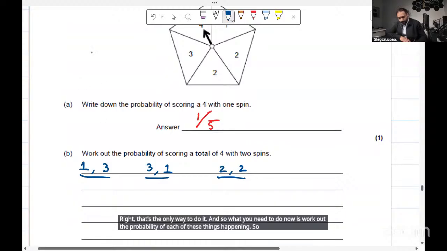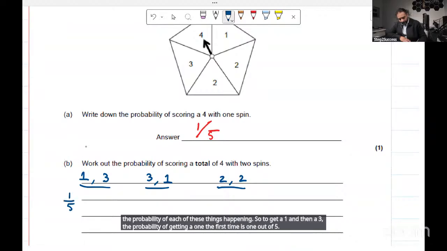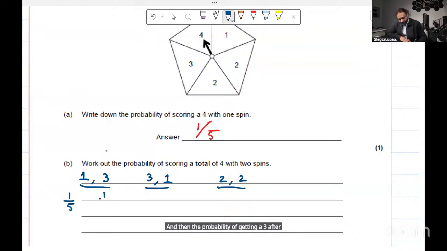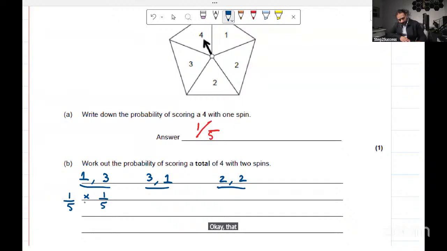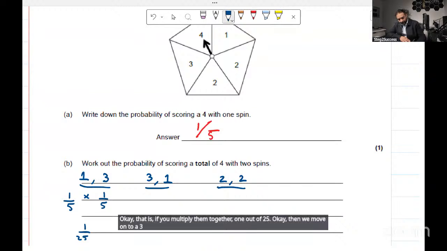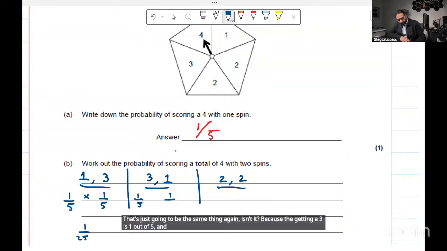So to get a 1 and then a 3, the probability of getting a 1 the first time is 1 out of 5. And then the probability of getting a 3 after that is also 1 out of 5 because there's only one 1, and one 3. For both of these things to happen, you multiply them together. If you multiply them together, that's 1 out of 25. Then we move on to a 3 and then a 1. That's just going to be the same thing again, isn't it? Because getting a 3 is 1 out of 5, and getting a 1 is 1 out of 5. Times them together, that is 1 out of 25.